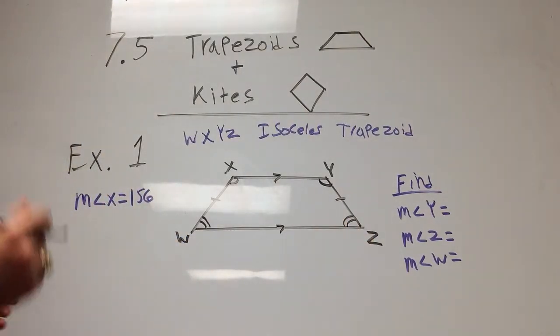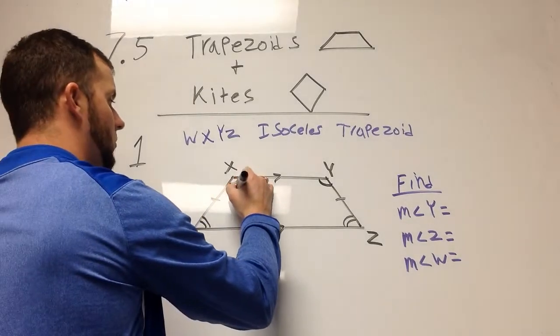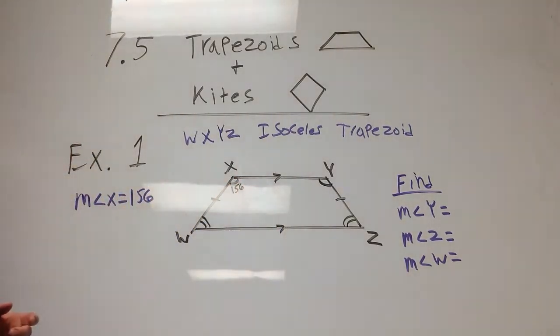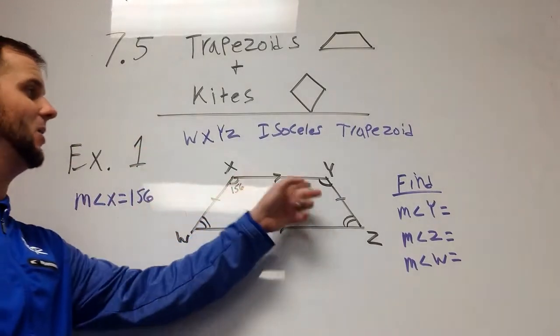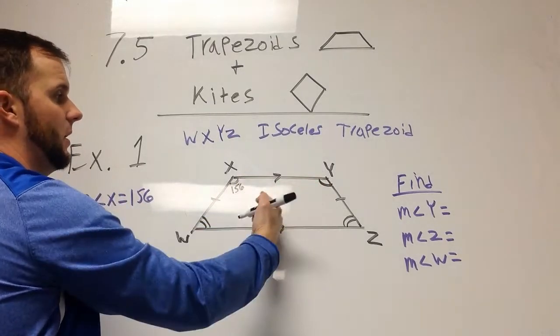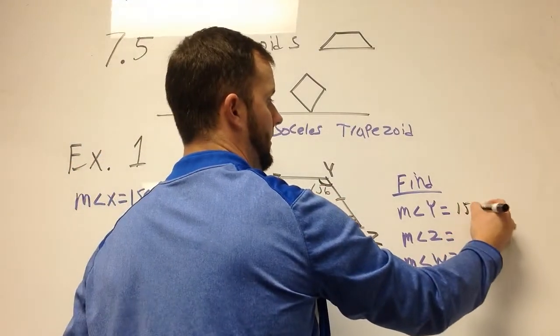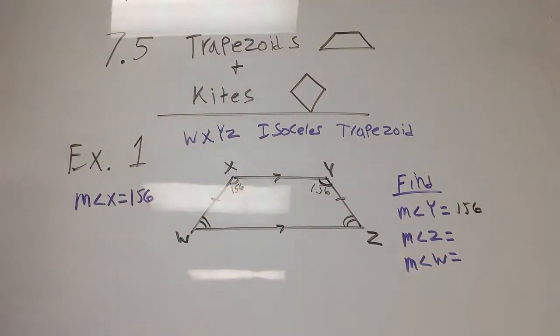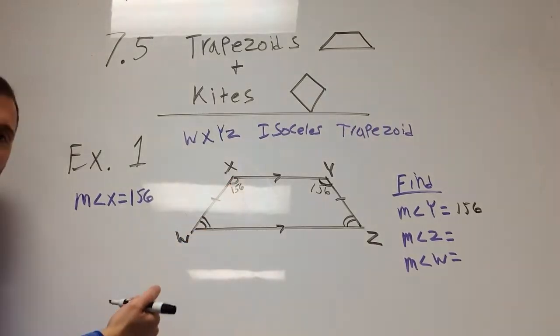Okay? So the information it gives us on example 1 is the measurement of X is going to be 156 degrees. So automatically, by knowing that our base angles are congruent, I know that angle Y is going to be using the same base as X here, so it is going to be 156 degrees as well. Okay? So now I know these two angles are going to be supplementary. They're going to add up to 180 degrees.